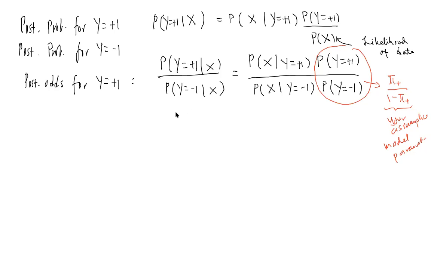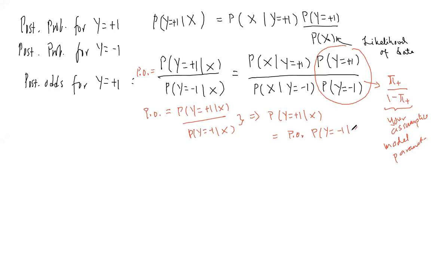So the posterior odds, this is a PO. After you computed this, you have some value. So your posterior odds is equal to this thing. So this implies that your posterior probability is equal to posterior odds times this posterior probability, and this is equal to 1 minus p of y equals to plus 1 conditional x. Because given the data, your class is either minus 1 or plus 1, so you can apply the complementation here.